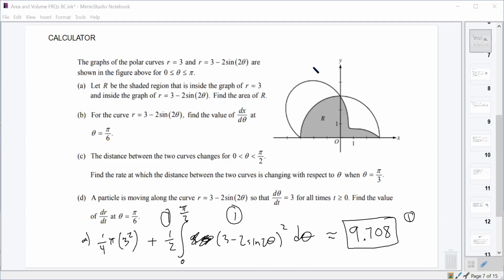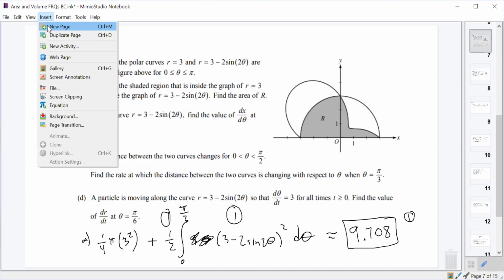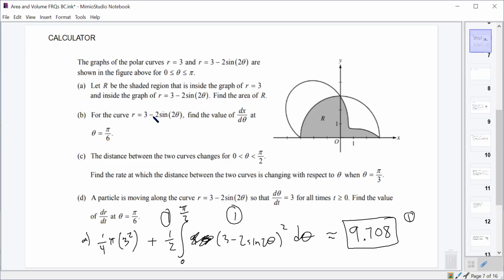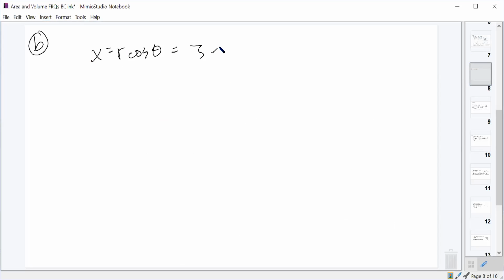All right, part B, we want to find the value of dx d theta for the 3 minus 2 sine 2 theta curve at theta equals pi/6. So to find dx d theta, we need to figure out what x is. And as we know, x is always equal to r cosine theta, which in this case is 3 minus 2 sine 2 theta times cosine theta.